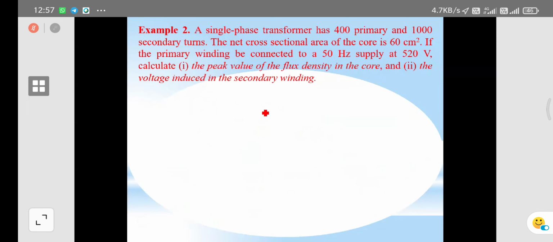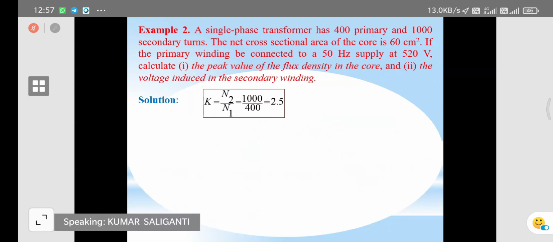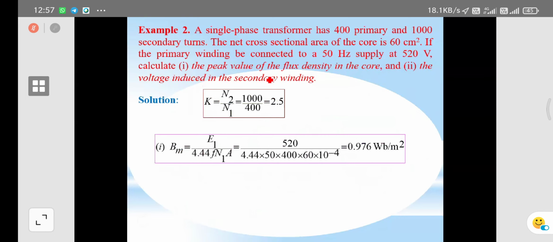So we see that K equal to N2 by N1, that is 1000 by 400, is 2.5. This is the transformation ratio, a constant here. K is the voltage transformation ratio. First, the peak value of the maximum flux density in the core is E1 by 4.44 F N1 A. From this we get 0.975 or 0.976 Weber per meter square. This is the value.